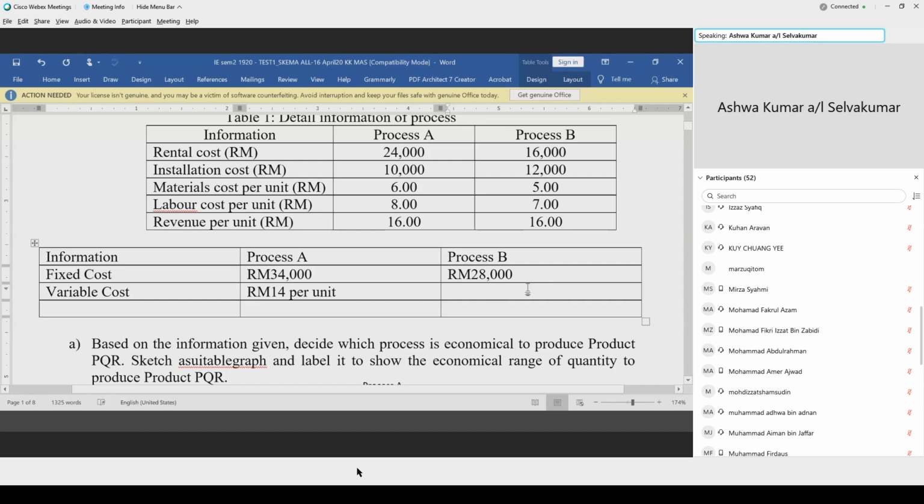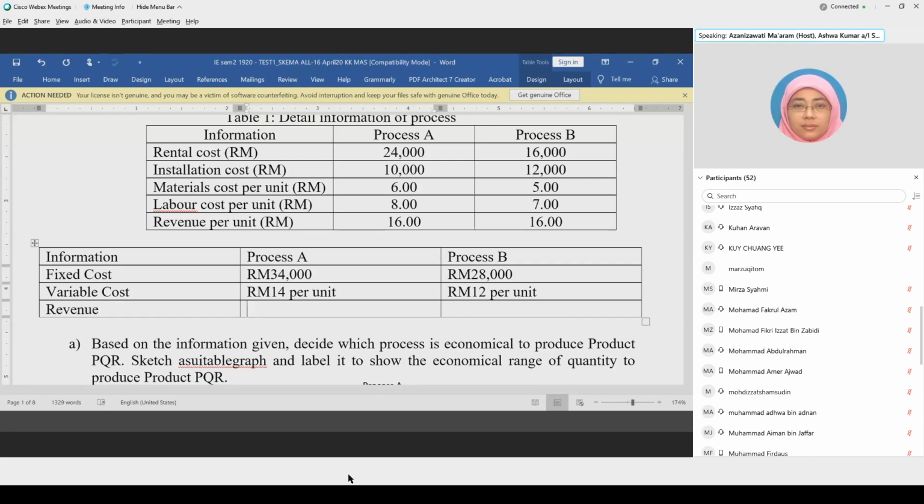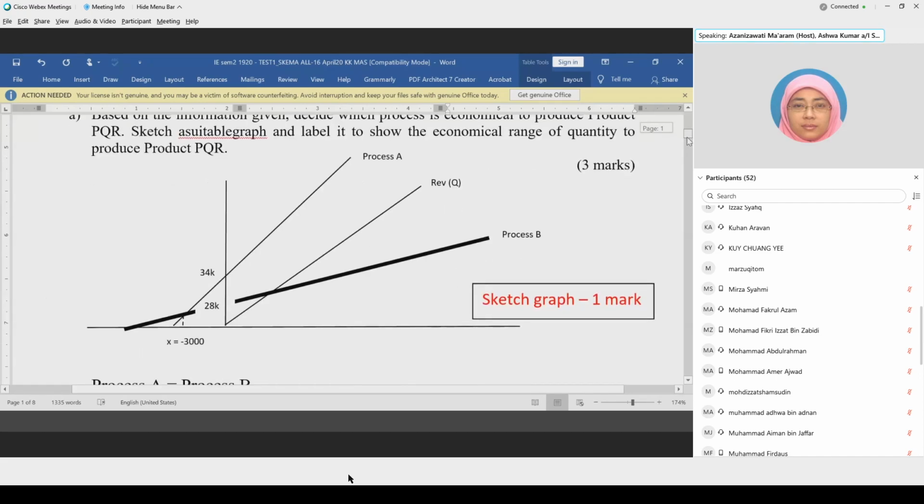What about process B? 8 plus 4, that is 12 per unit. And the last one is the revenue. Revenue is 16 ringgit per unit, and this one is also 16 ringgit per unit. When you get that, you can start to draw the lines.